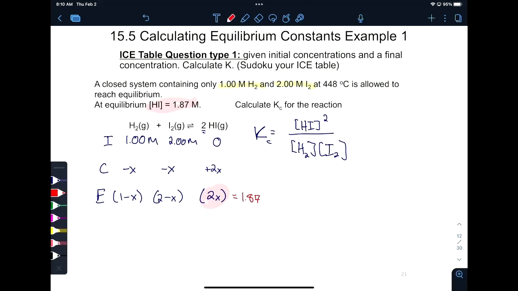So now do we know what X is? Yes, now we do know what X is. So X equals half of that, 0.935. All right, is that my answer? No, it's not my answer, but it is the answer of what X is.